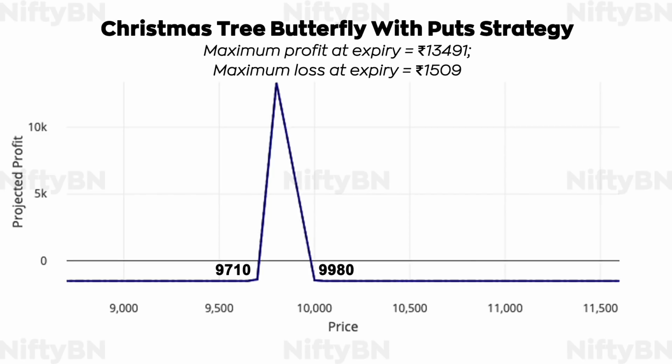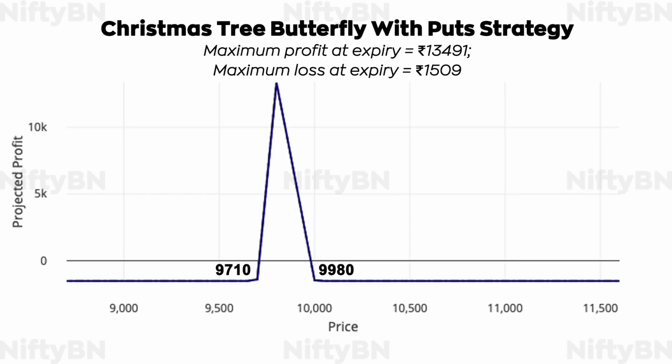Now let's look at the risk graph of the Christmas tree butterfly with put strategy. From the risk graph, it is clear that though the risk reward ratio is pretty high, the high reward comes with a narrow range. The maximum profit of rupees 13,491 is attained at the strike price of the sold puts, that is, at 9800 at expiration.